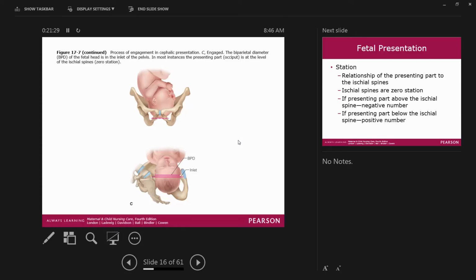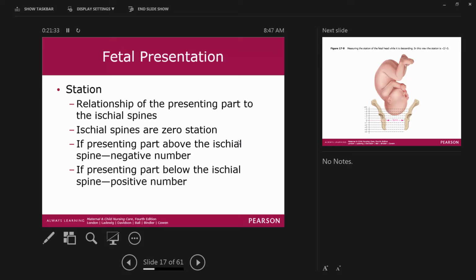So these next slides are just showing this baby moving down and moving down and moving down. So station, just like we've been saying, is the relationship from the presenting part to the ischial spines. Ischial spines are 0 station. Anything above, 1 centimeter, 2 centimeters, 3 centimeters, or 1 finger, 2 fingers, 3 fingers, is minus station. And anything below is plus station.